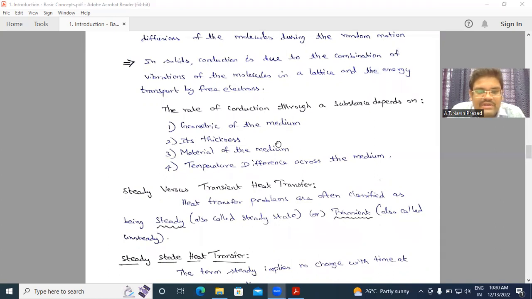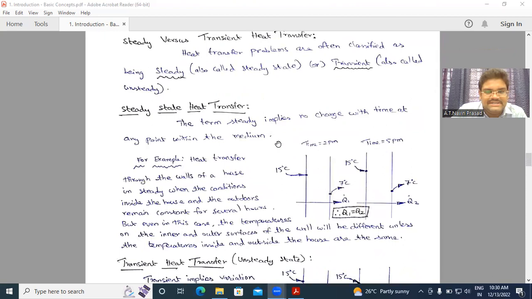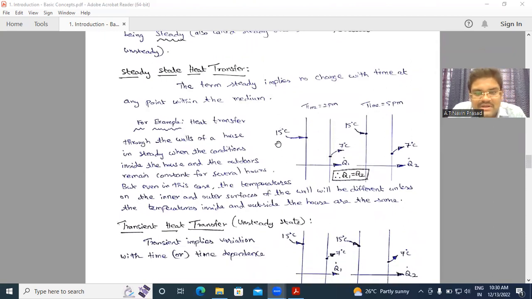Before moving into the convection part, let us discuss steady state versus transient heat transfer. So what is steady state? In steady state heat transfer, the term steady implies there is no change with time at any point within the medium. For example, let us consider a wall. Let us consider the outer side of the wall is 15 degrees Celsius at 2 p.m. and the inner side of the wall is 7 degrees Celsius at 2 p.m.